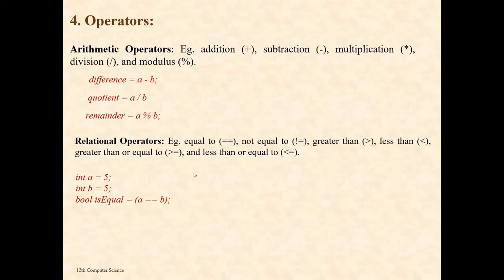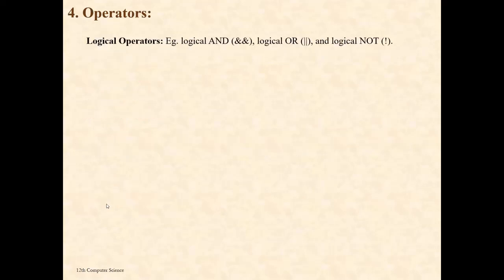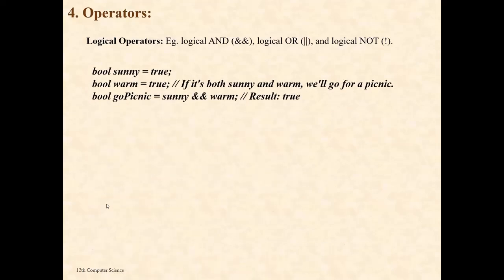Now here is isEqual. It is a variable, but what is its type? Its type is boolean, bool. And what will it return? If a is equal to b, that is, if this condition happens to be true, then it will return 1, otherwise it will be 0. And then logical operators are also there, like logical AND, logical OR, and logical NOT operators.